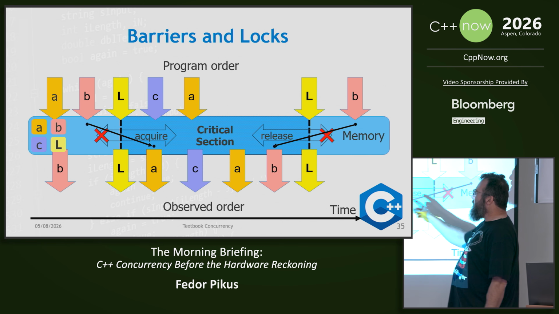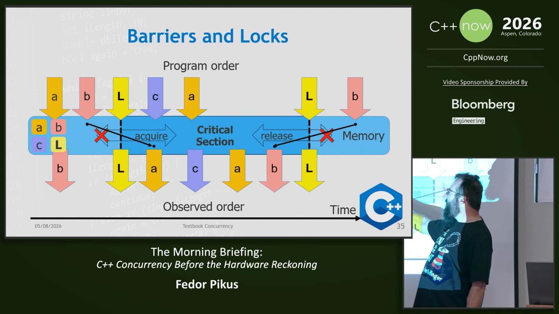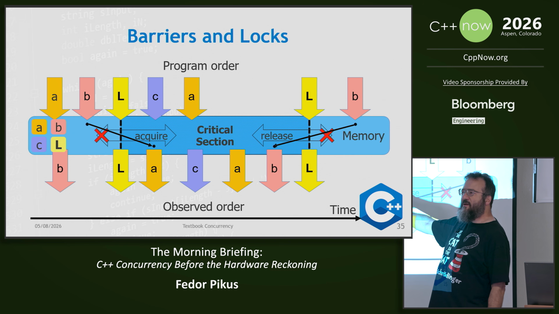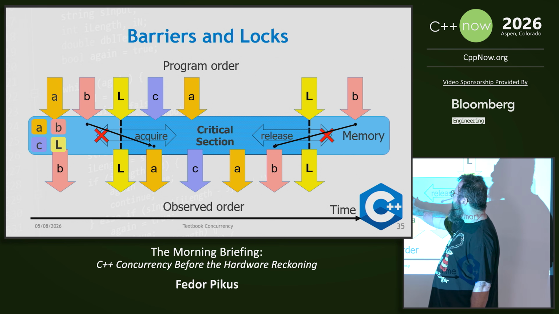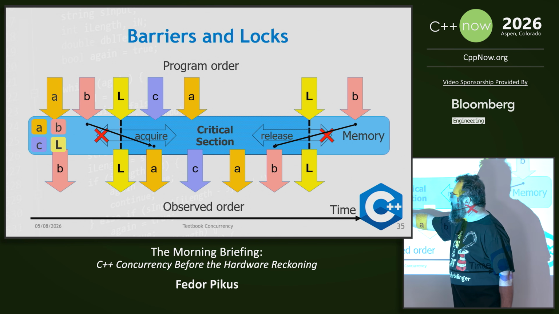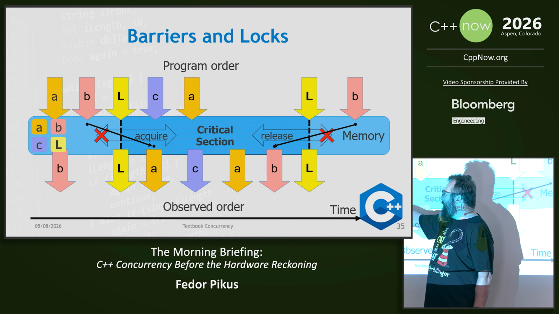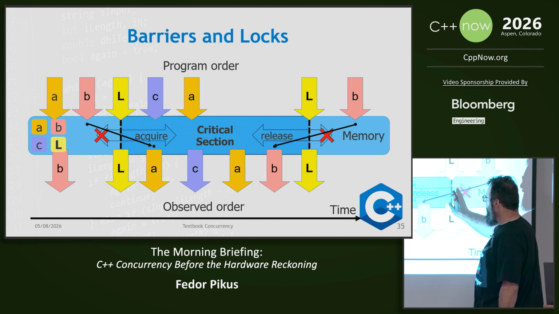Now, if you put them both together, this is exactly what locks do. So anything that is in the critical section will be. The critical section is between the acquisition of the lock, which has an acquire barrier, and the release of the lock, which has the release barrier.